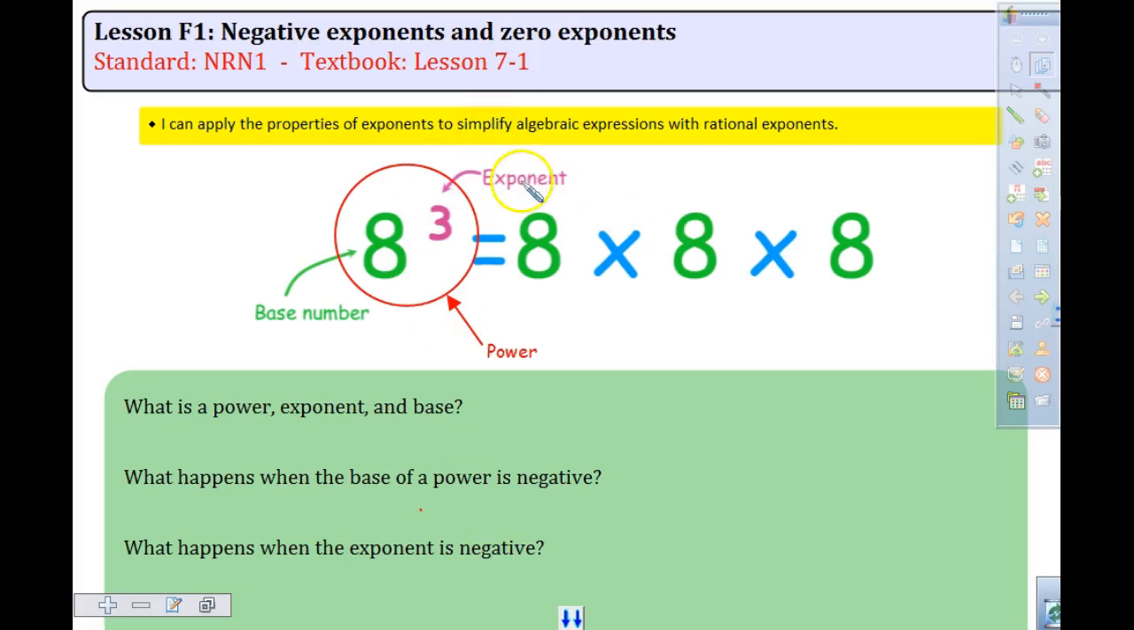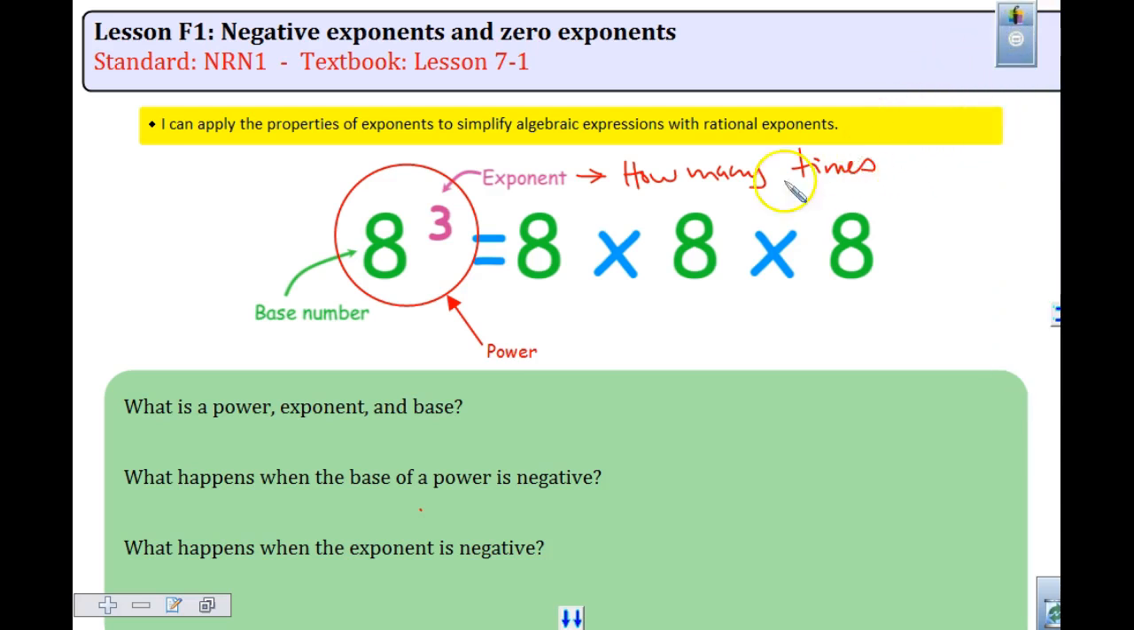First thing up on top, our exponent, is the smaller number that's written above. So when we look at that exponent, what does it tell us? Yes, how many times we are going to multiply the base number. So the exponent tells us that we need to have 3 eights. How many times you multiply the base?